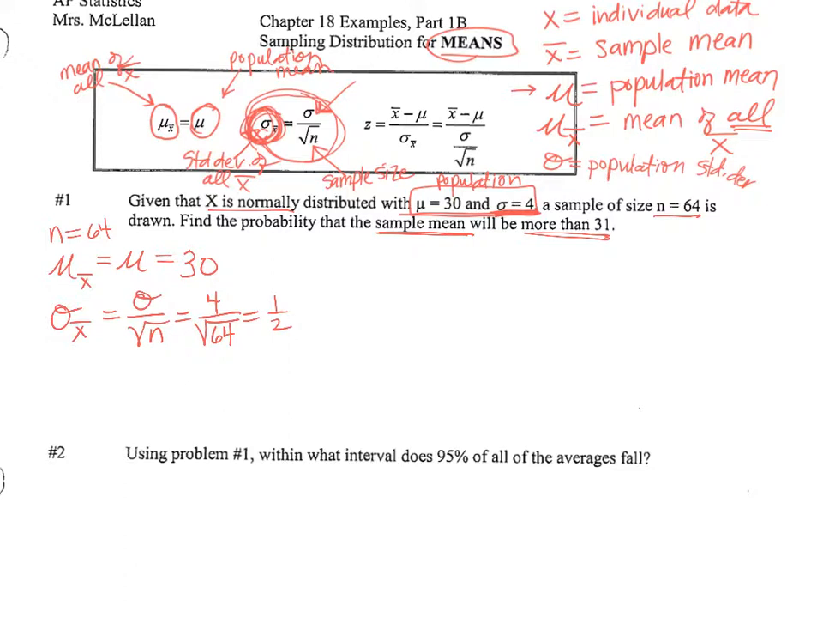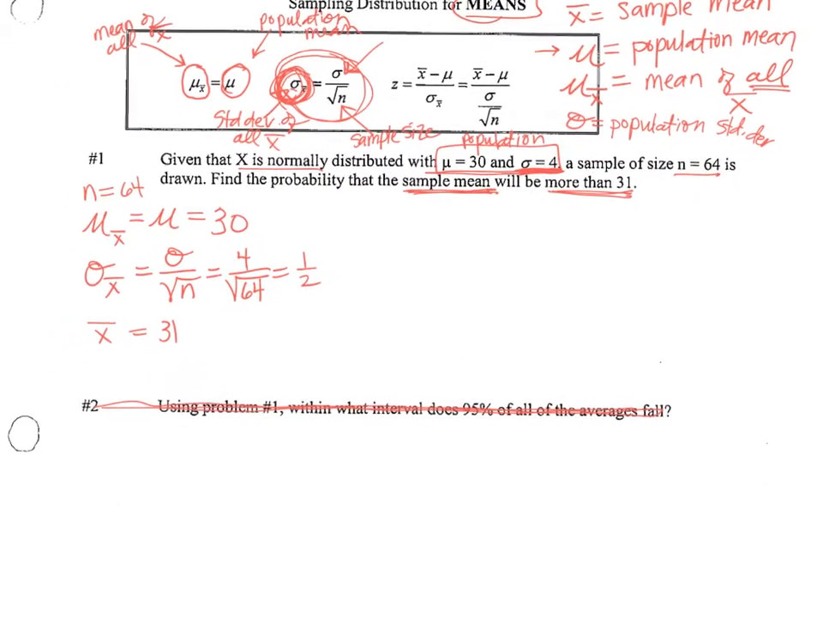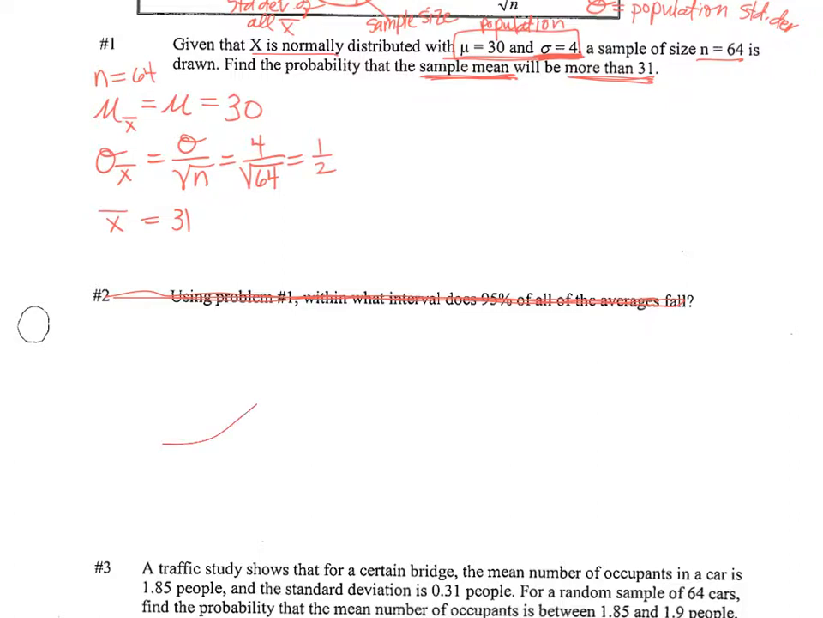All right. And so then, next, what's an X bar that we're going to be dealing with on this? That is the sample mean, and it wants to see if it's more than, so our sample mean is 31. I am not going to be having you do this problem here, so I'm going to use this space to draw a picture. Where will my picture be centered? At 30. So you know what's going to be in here?